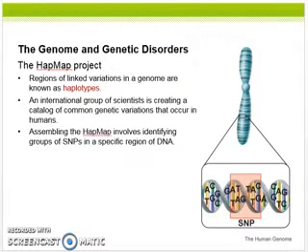The HapMap Project. Regions of linked variations in a genome are known as haplotypes. An international group of scientists is creating a catalog of common genetic variations that occur in humans. Assembling the HapMap involves identifying groups of SNPs in a specific region of DNA.